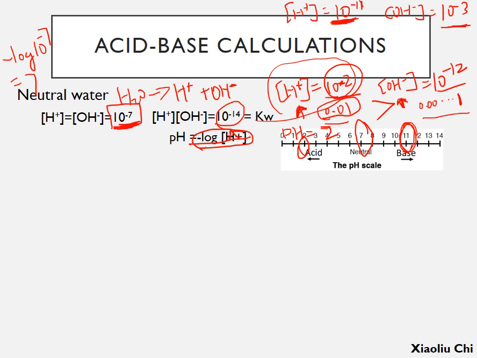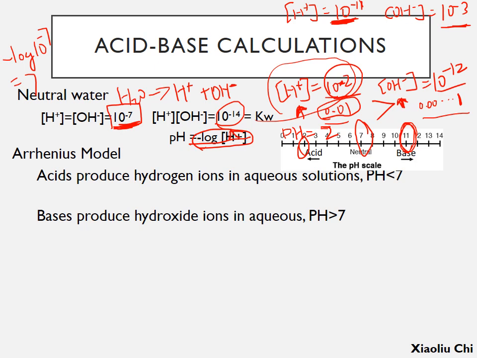There are several theories about acid-base properties, and the simplest one is called the Arrhenius model. In the Arrhenius model, acid is defined as the compound that produces hydrogen ion in aqueous solution. As we showed above, if a compound produces more hydrogen ion in the solution, then because the product of hydrogen and hydroxide ion is always 10 to the minus 14, you have high hydrogen ion, you have less hydroxide ion. The pH is less than 7.